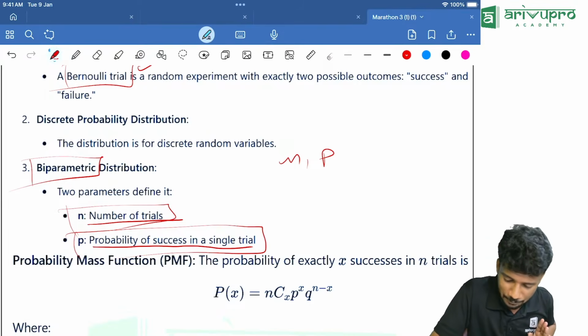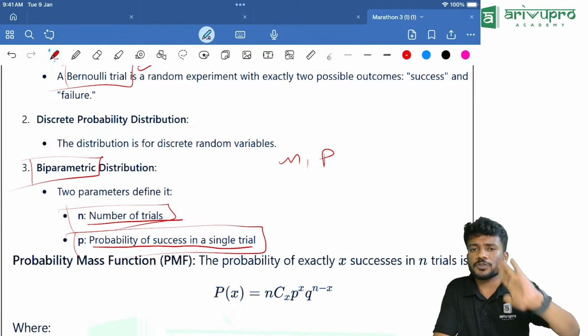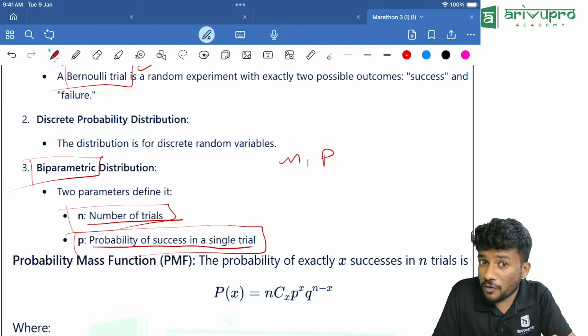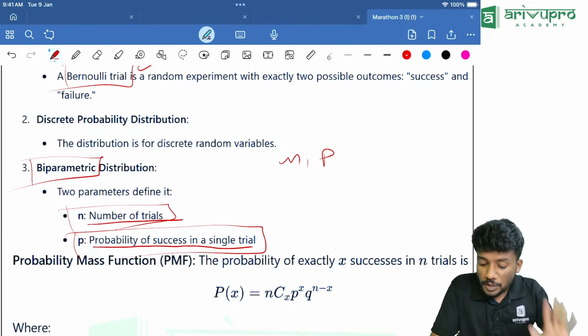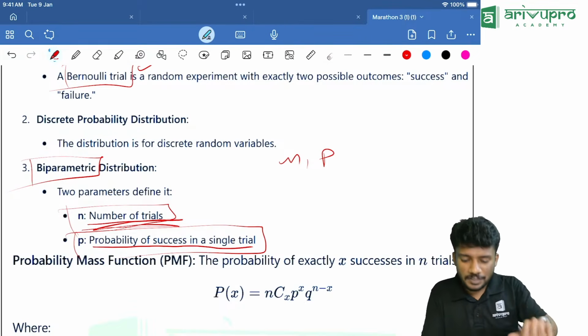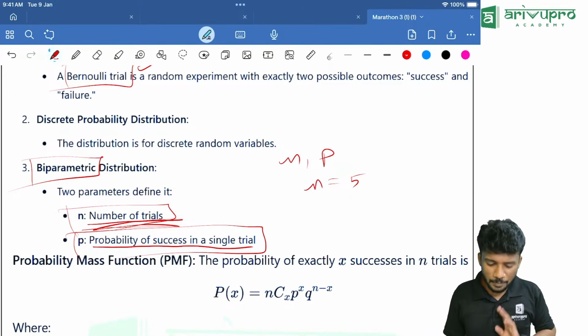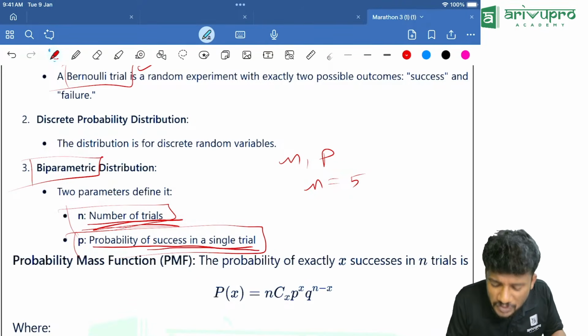So I am explaining. I am tossing a coin for 5 times. Okay? I am tossing a coin for how many times? 5 times. So, number of trials is how much? 5 is the number of trials. N is how much? 5. Correct? Now, the second parameter, probability of success in a single trial.